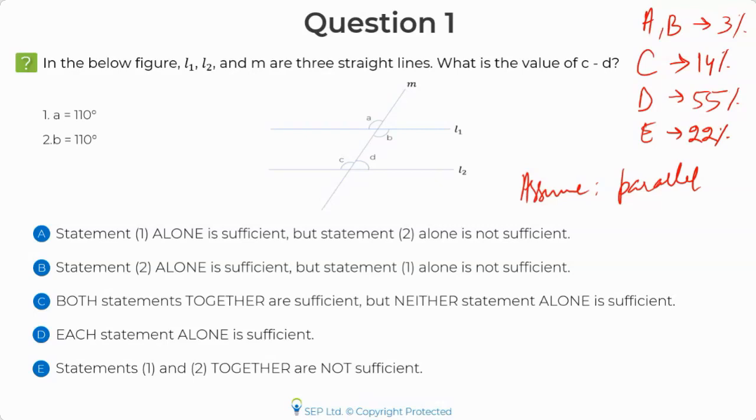Okay, let me ask why. Let me ask you guys why. Or let me rather answer it. See, it might seem like parallel, but it is possible that they're just slightly inclined. I cannot assume by just looking at the diagram that they are parallel. You should never do that. If GMAT wants to provide that information to you, they will clearly mention that L1 and L2 are parallel.